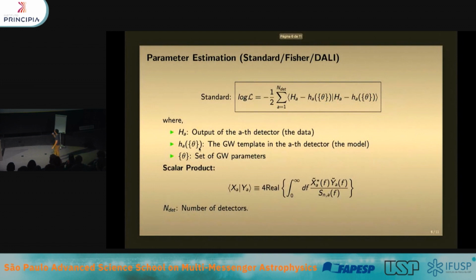Next slide. The standard way to perform parameter estimation is using the standard likelihood of gravitational waves, where capital H is the output of your detector, the data, and small h is the template that you use, and theta is the set of gravitational wave parameters, the 15 parameters mentioned before. You can use any number of detectors that you want. You are not obligated to use all 15 parameters as free parameters. You can choose 3, 4, 5, or any number.